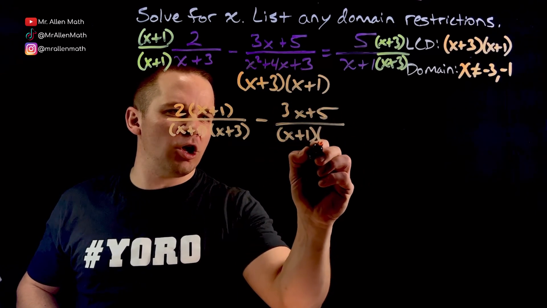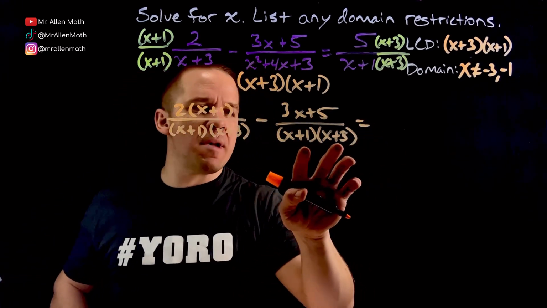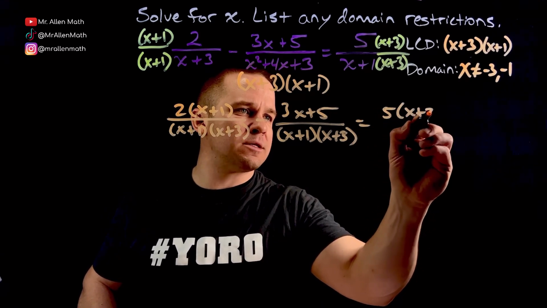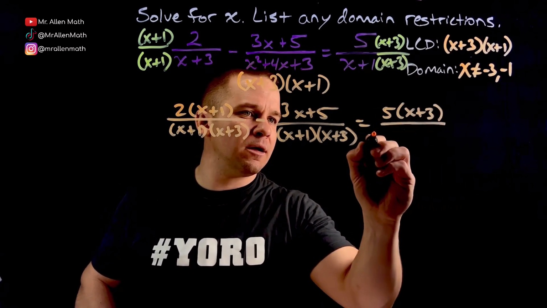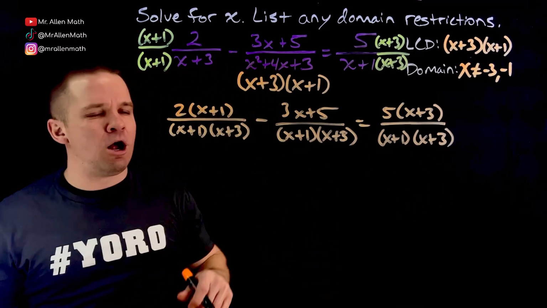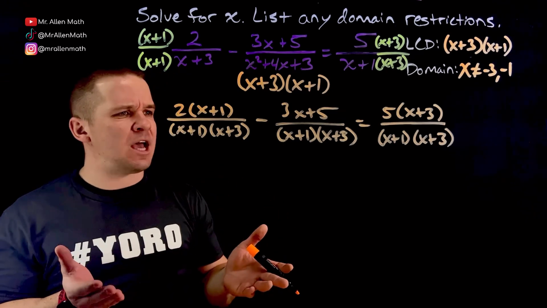I'll just rearrange it so they all look exactly the same. It wouldn't matter if those are switched, though. And then this last one here, I've got 5 times x plus 3 divided by x plus 1 times x plus 3. That's a long problem. So my denominators are all the same, aren't they?